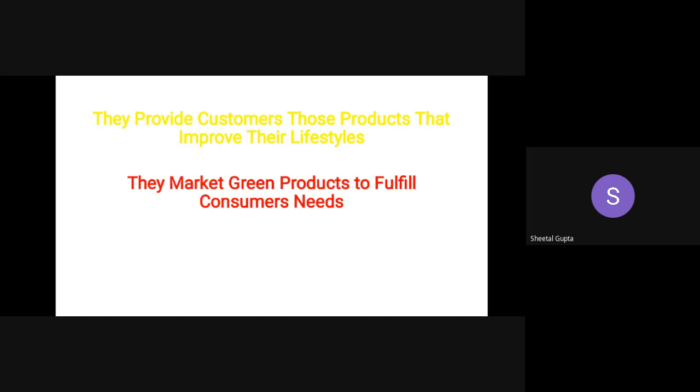The point number one is that they will provide the customers the products that improve their lifestyles, not that they will fulfill their needs. Clear? Clear? No. Then what they will do? They will give the greener products that will fulfill their needs.